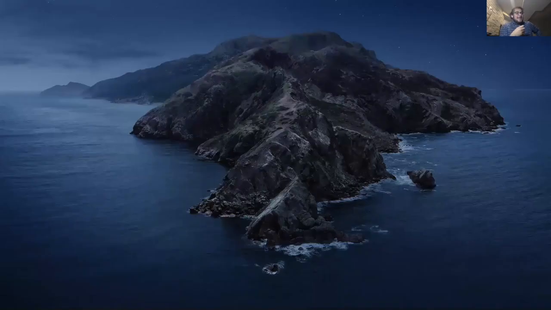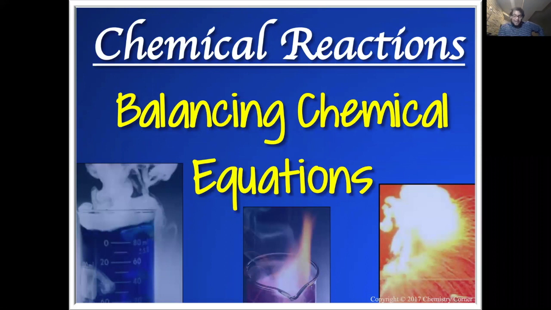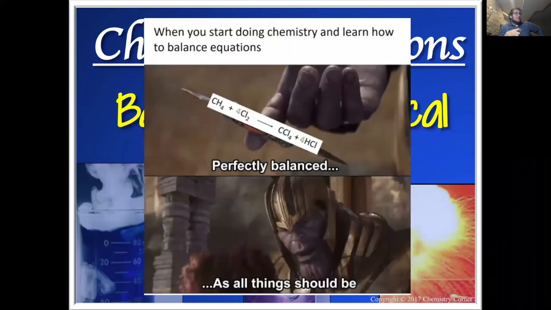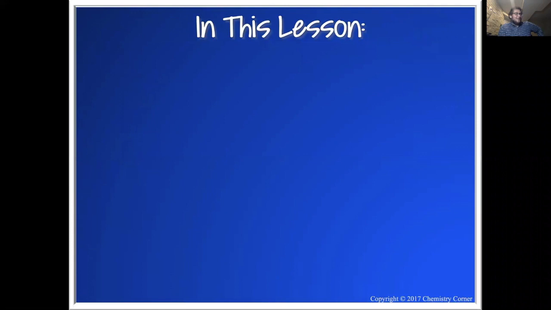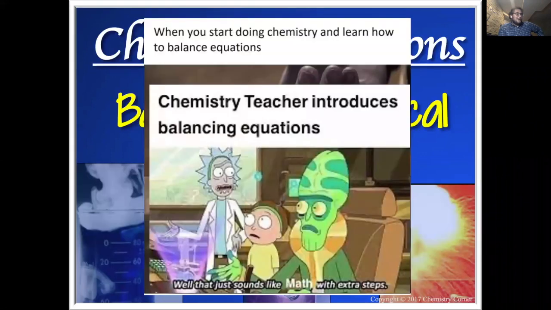Very first thing in our slideshow. I love to put in some memes at the beginning, right? So when you start doing chemistry and you learn how to balance equations, right? So you got this balanced chemical equation right here in Thanos' hand, right? And it's perfectly balanced as everything should be. And then one more here, you got Rick and Morty.